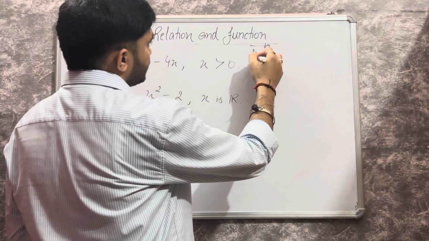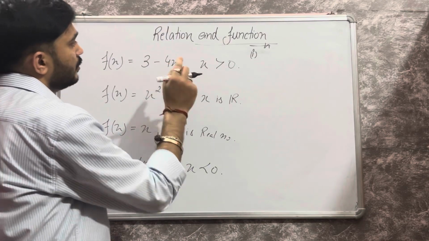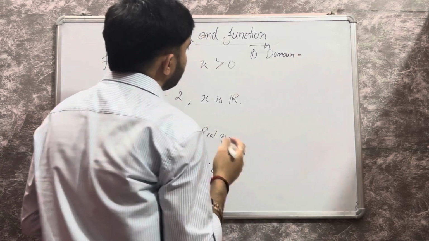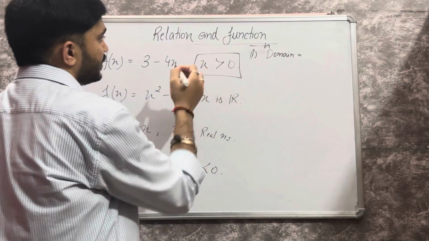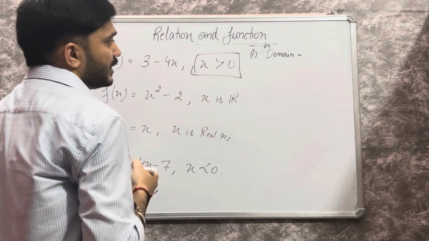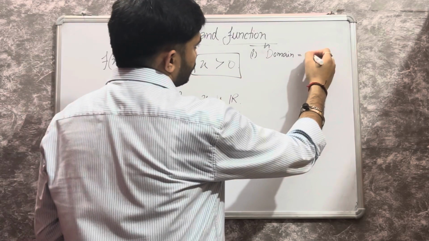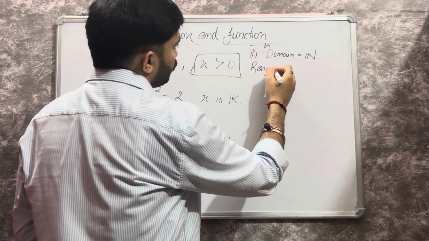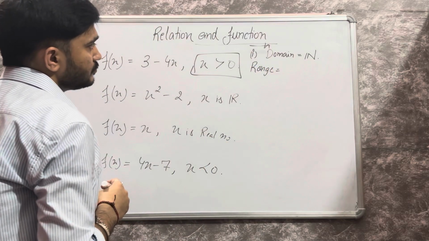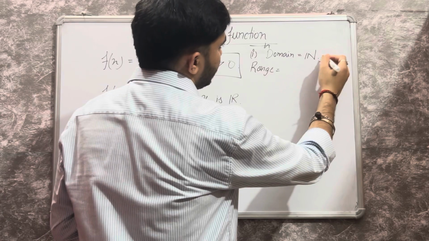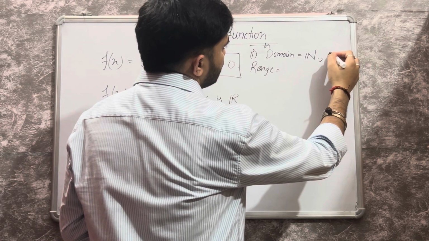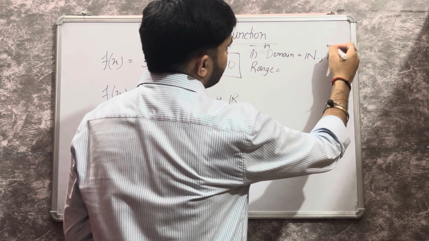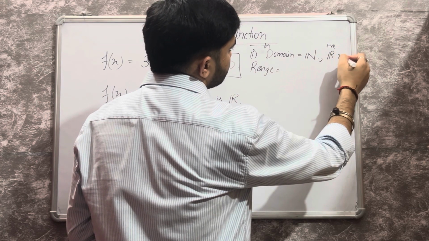Talking about the first case, in the domain we have to put x greater than 0. What are the values that are x greater than 0? That is natural numbers, or you can also write positive real numbers.